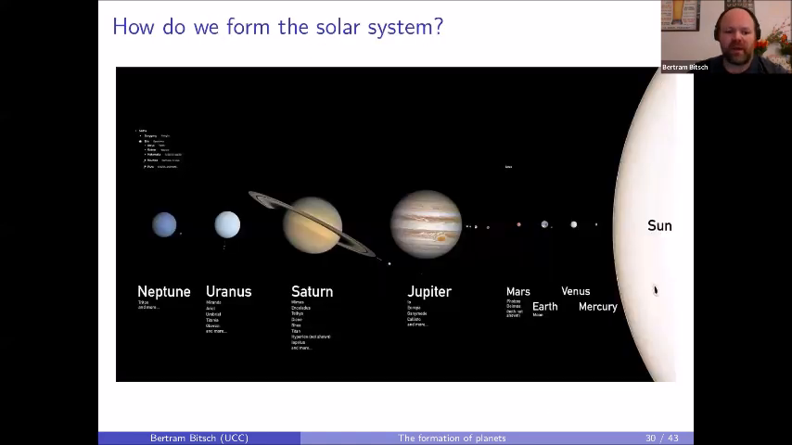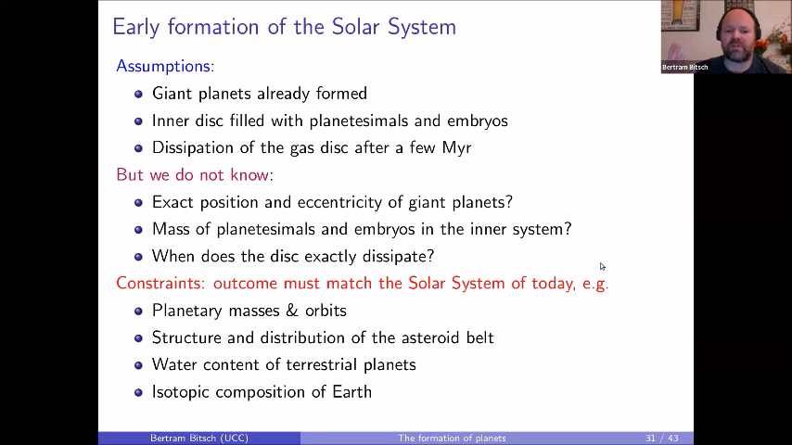Now, I would like to go back a little bit to our own solar system. So again, we have our 4 giant planets, and we have our terrestrial planets. So if you want to model the growth of the solar system, there's a few things we have to make. First, we can start with some assumptions because we don't know how the solar system was formed. So we can start with some assumption, and we want to check if that assumption is true. So we could make the assumption that the giant planets are already formed, and that the inner regions of the disk, so the terrestrial planet zone where we are, were filled with these small planetesimals, and that our gas disk lives a few million years.